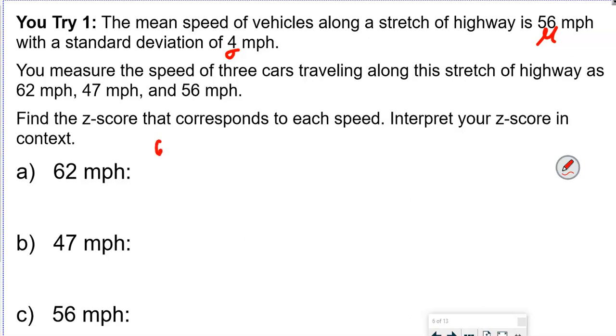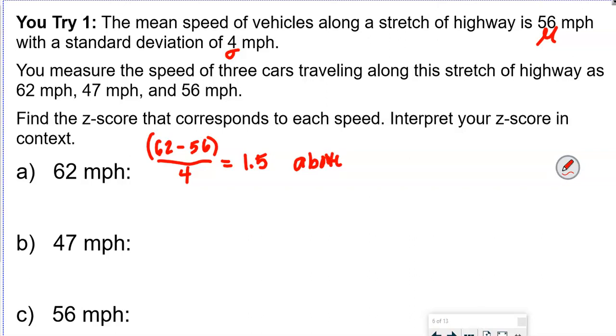So we're going to do 62 minus 56 divided by 4 here. And again, when we do that, we get 1.5. And remember, our mean is 0. So 1.5 means what? This is above the mean, okay? Because it's asking us also to, of course, interpret the z-score.